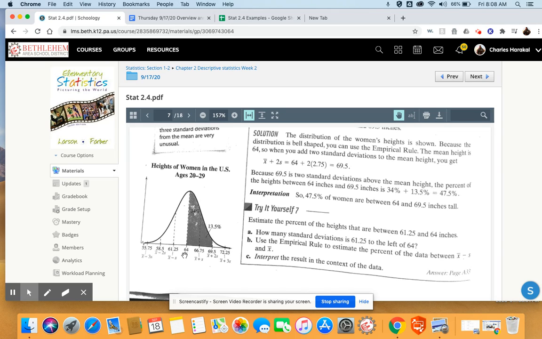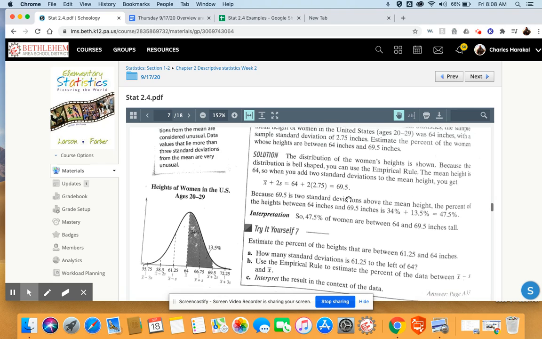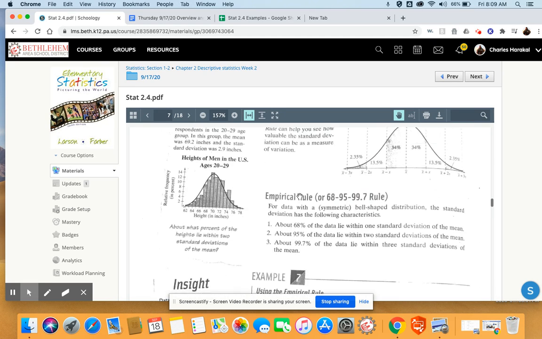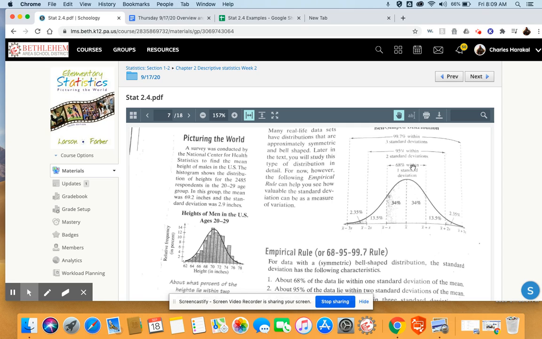Go the other direction. 64 minus 2.75. Minus 2.75, minus 2.75. Set this picture up, draw a bell curve, and put your values for your situation on your x-axis. That is going to make it much easier for you to answer the questions that can then be asked. They asked the question, estimate the percent of women who fall between 64 inches and 69.5. Now, again, 68% within plus and minus 1 standard deviation, symmetry says that divides up evenly. So each half of that is 34.